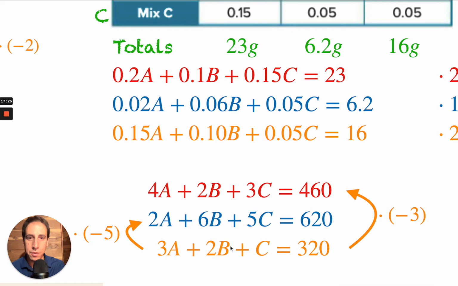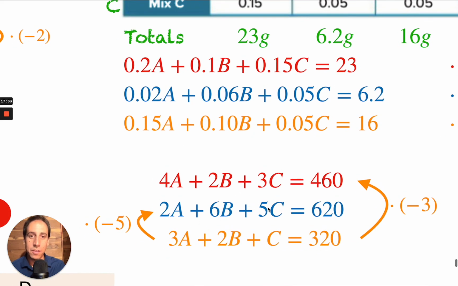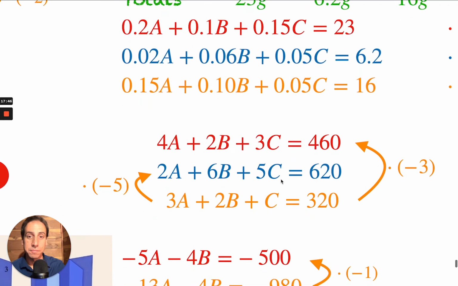I think what I'm going to do is focus on c. I see a c right here. The c has absolutely no coefficient. So that will make it a little bit easier to eliminate this blue c and this red c. I'm going to do that by multiplying this gold equation by negative 5 and adding it to the blue equation. Then we can multiply this by negative 3 and add it to the red equation.